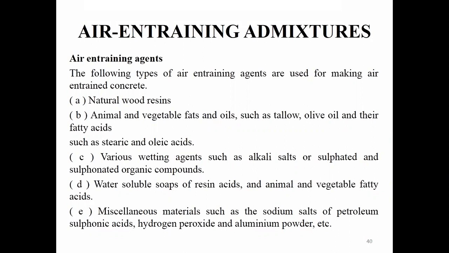Some such things are natural wood resins, animal and vegetable fat and oil such as tallow, olive oil and their fatty acids, and stearic and oleic acids. Some of the vegetable fats and some of the acids are used as air entraining agents. In addition to this, they are also using some alkali salts, that is sulfated or sulfonated organic compounds and water soluble soaps of the resin acids, and some miscellaneous material, meaning it may be the sodium salts of any petroleum products like sulfonic acids, hydrogen peroxide and aluminum powder. These are all some of the air entraining agents.